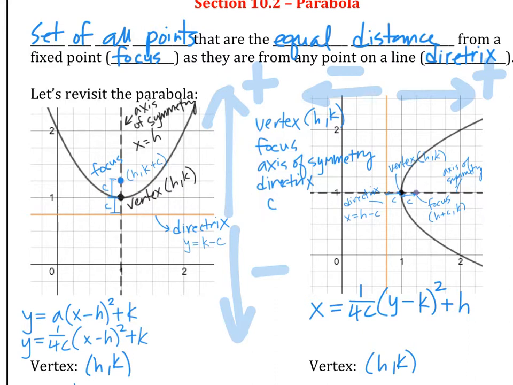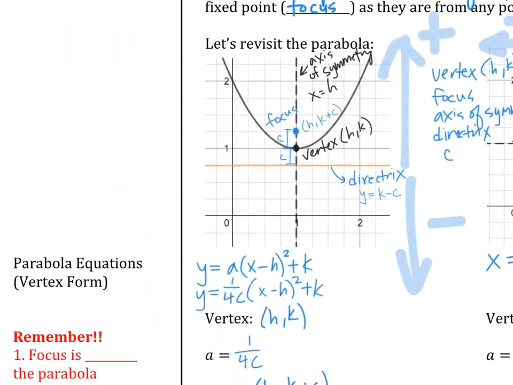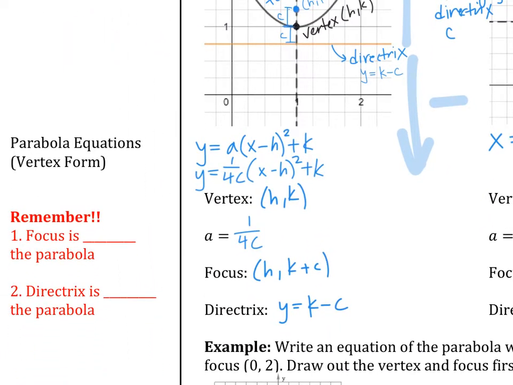Okay, we probably have time to solve one question and let you practice one, and then we are good. Sorry, just a few notes here. Focus is inside the parabola, and then directrix is outside. So just a note for yourself. It's going to help you a lot. Focus is always inside. Directrix is always outside.